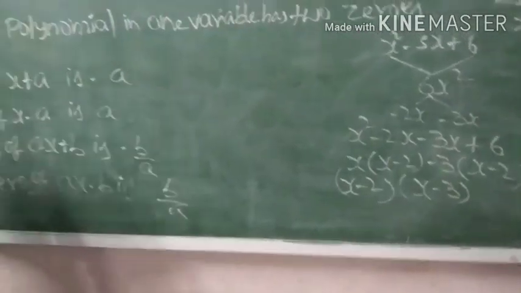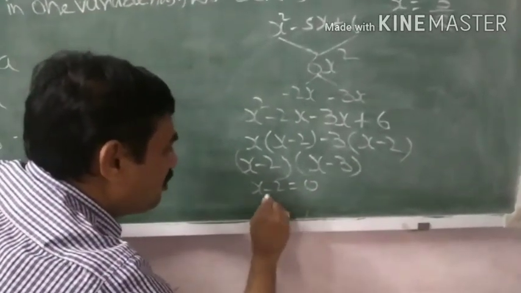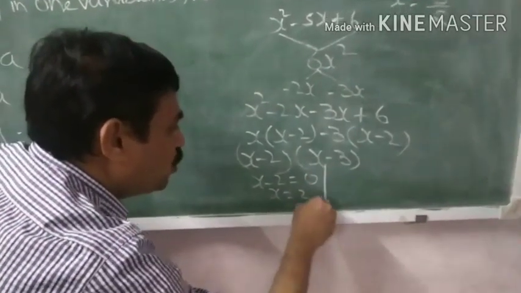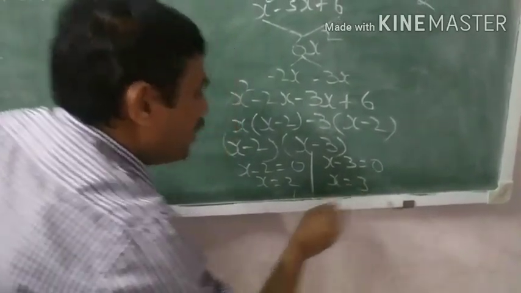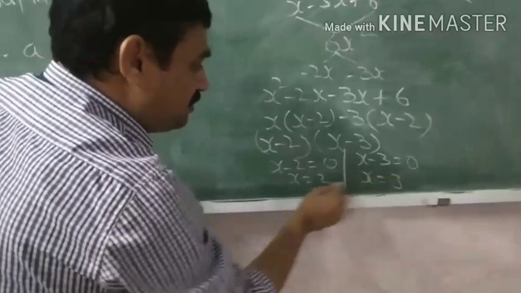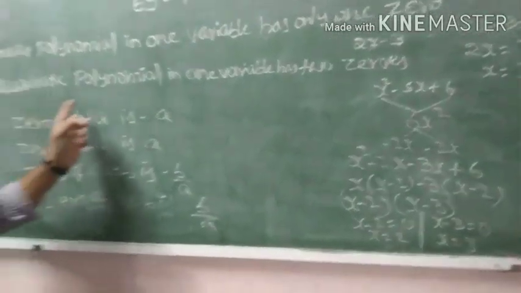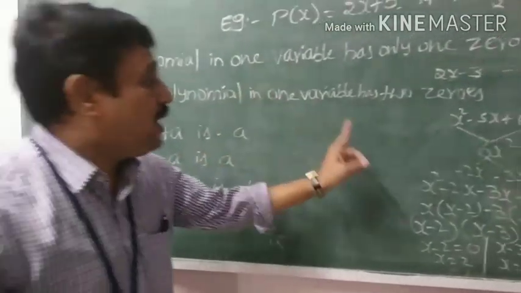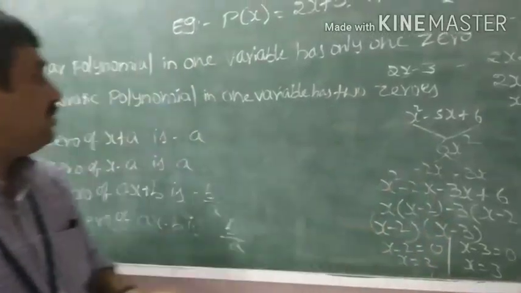Now here, the zeros of the polynomial, isn't it? So that's why I can write x minus 2 is equal to 0, x equal to 2. x minus 3 is equal to 0, x equal to 3. Here, how many terms are there? That means 1 and 2. That means how many zeros? 2 zeros. Therefore, a quadratic polynomial in one variable has 2 zeros. So, like this, we can write for this one.